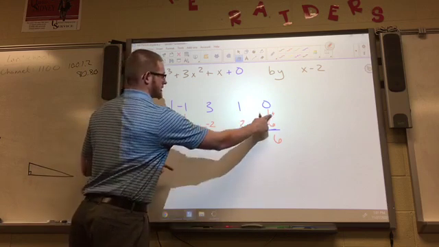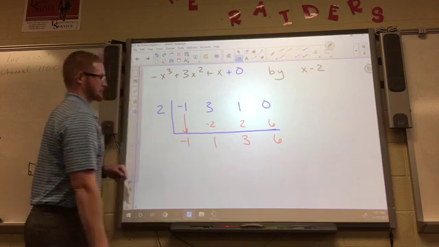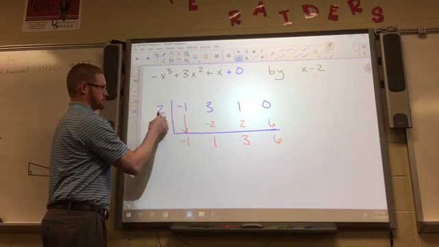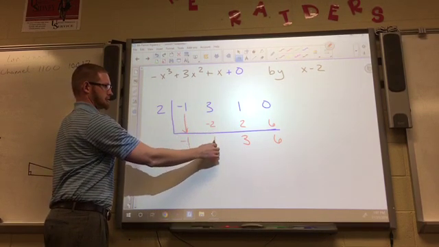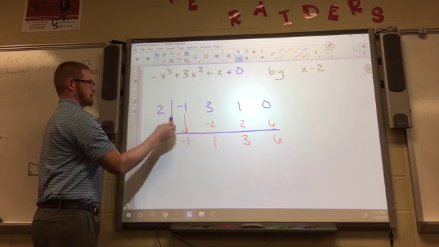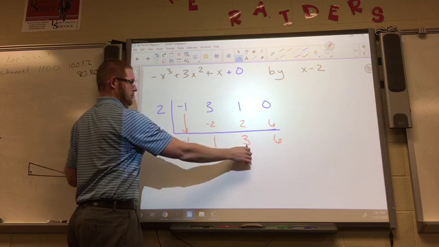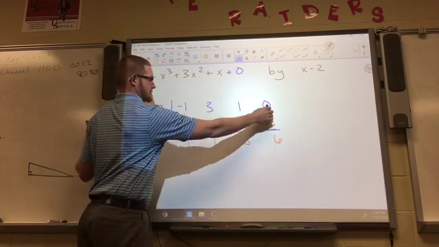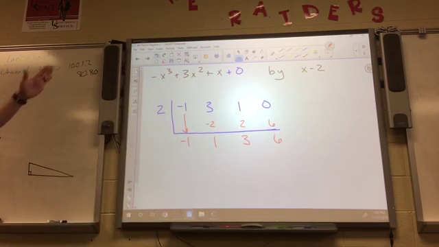Okay, so I'm going to drag these out of here just to show you what it'll look like once you have that pattern all the way down. This is what you'll have. I brought down my -1. 2 times -1 is -2. I added 3 plus -2 is 1. I took 2 times 1 is 2. I added 1 plus 2 is 3. 2 times 3 is 6. 0 plus 6 is 6. Okay? You're multiplying diagonally, adding vertically.